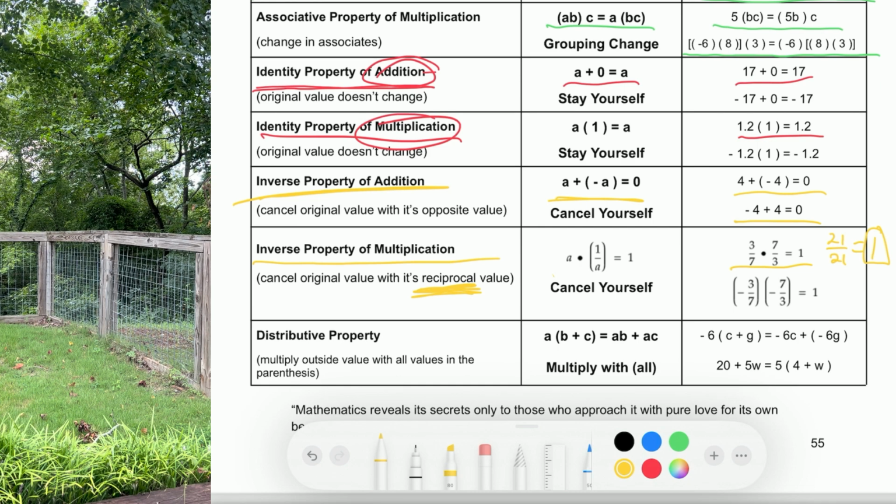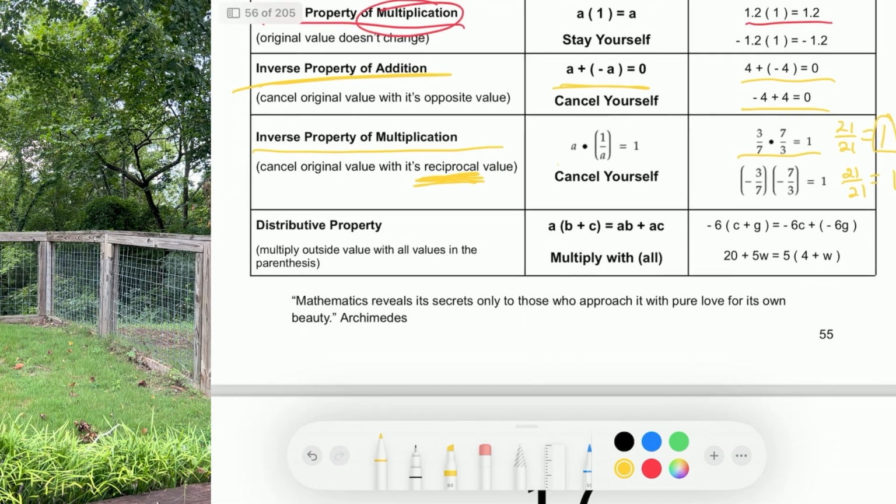Let's look at the second one. We have a negative 3/7. We're going to multiply it by its reciprocal, which is negative 7/3. We're going to end up again with 21 over 21, which is 1. And that's why the inverse property of addition and the inverse property of multiplication is so important.